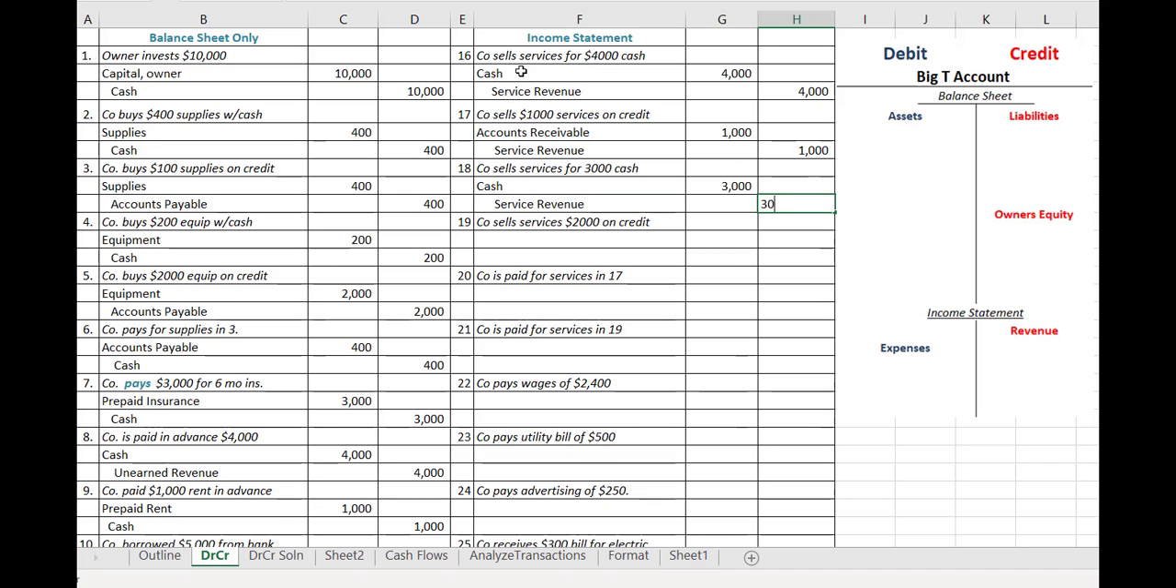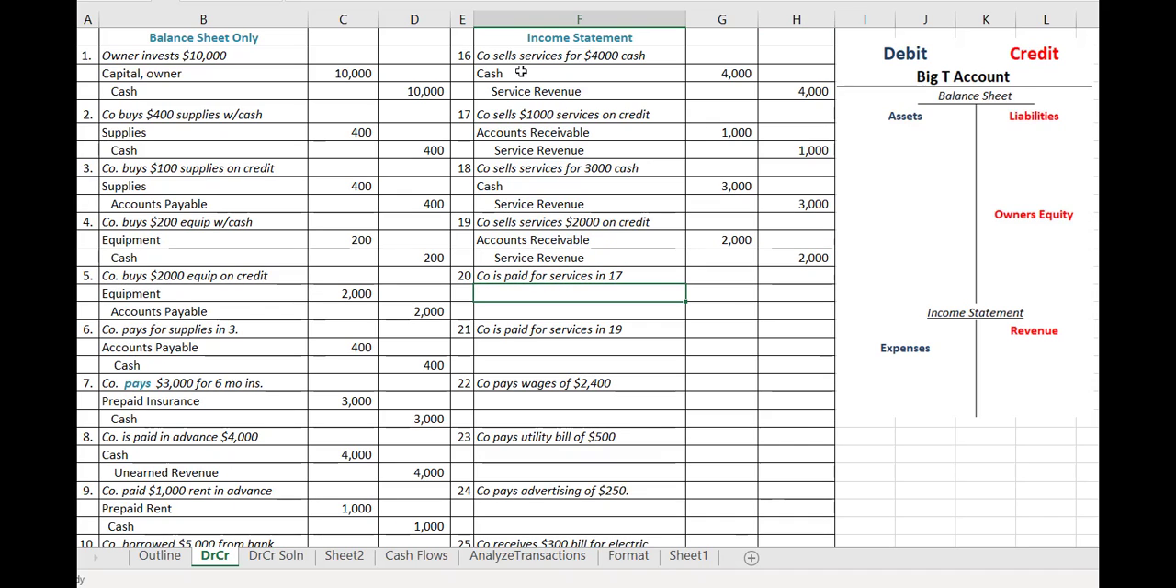Are you getting the swing of this now? I wish I could see your faces. Now the company sells services on credit. Accounts receivable, 2,000. Service revenue, 2,000.